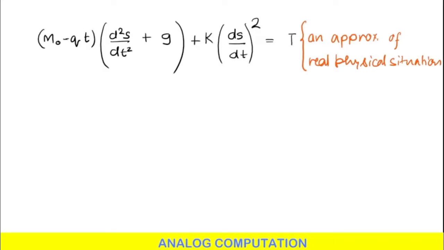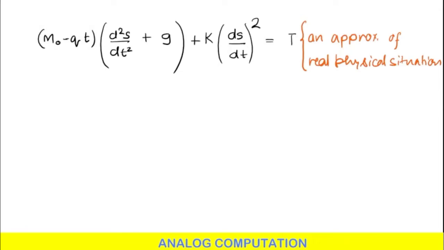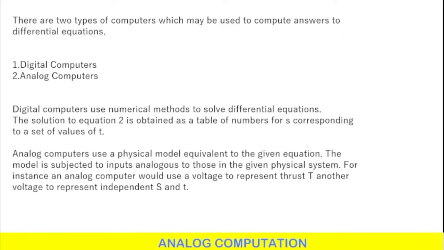Now how to solve this equation? As I told you, we will not do it manually, so there are two approaches. The first one is digital computers and the second one is analog computers. Digital computers use numerical methods to solve these types of equations, and the solution to equation 2 will be obtained as a table of numbers for s, that is distance, and time t. That is how the digital computer will provide us the solution. But we will take the second approach here, that is, analog computers.